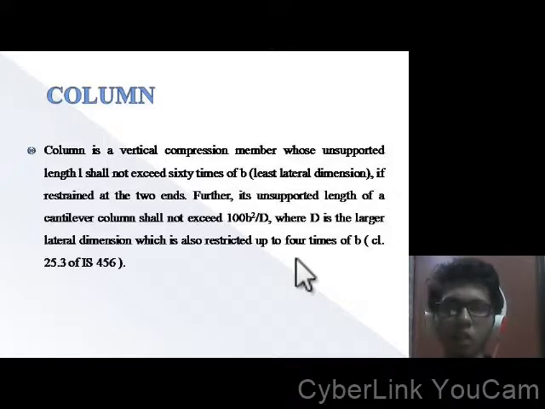Let's see what a column is as per IS 456 2000. This definition is as per clause 25.3 of IS 456. A column is a vertical compression member whose unsupported length L shall not exceed 60 times B, that is the least lateral dimension, if restrained at 2 ends. Further, the unsupported length of a cantilever column shall not exceed 100 B squared by D, where D is the larger lateral dimension, which is also restricted up to 4 times B.